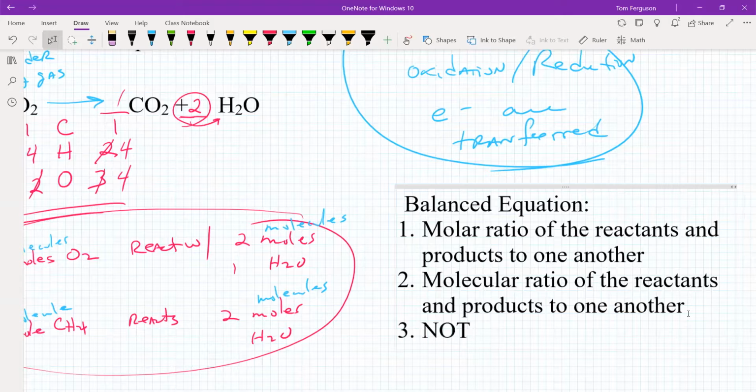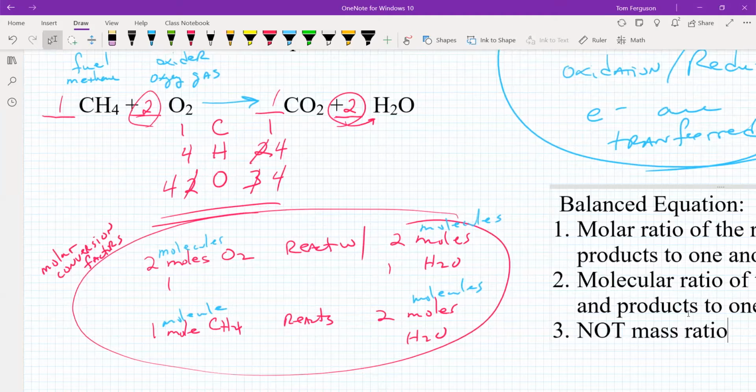It is not a mass ratio. It's molecular and molar only, because we're talking about moles now. When we convert to mass using the molar masses, it's going to be different because each compound has a different molar mass, since it's made up of a different combination of atoms, each atom weighing something different.